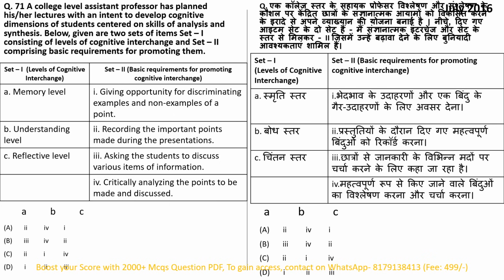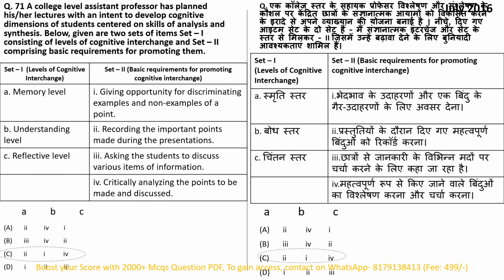Now again, there's a match the following question. Here you have a list of cognitive interchange and the requirement of promotive cognitive interchange. Memory level is recording important points made during presentation. Understanding means analyzing the points made and discussed. Reflective is giving opportunity for discriminating examples and non-examples. So the right answer becomes 3, 1, and 4.